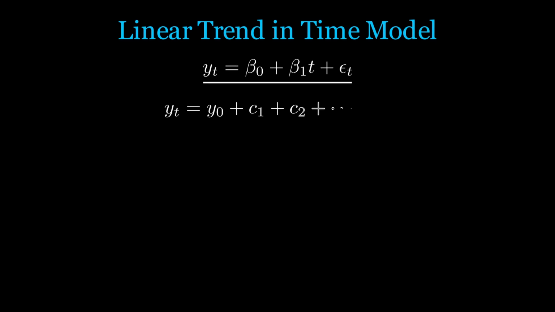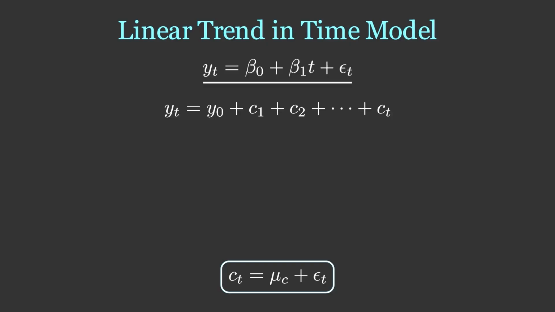Recall that the random walk model is defined as y0 plus all the white noise terms up to time t. Since Ct is a white noise process, we can further decompose Ct into a drift and error term where mu c is a constant and epsilon t is a white noise process.